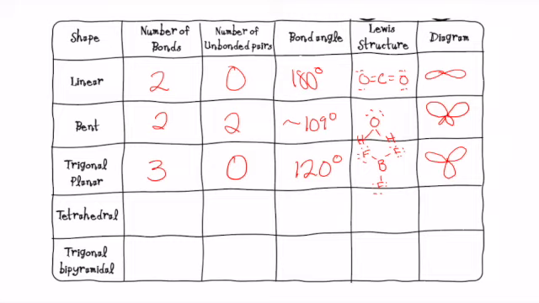The next shape is tetrahedral. So there are 4 bonds. There are no unpaired electrons. This has a bond angle of 109 degrees. And one example would be methane, or CH4.